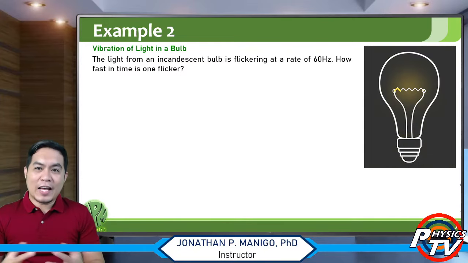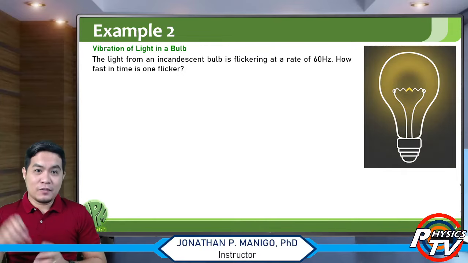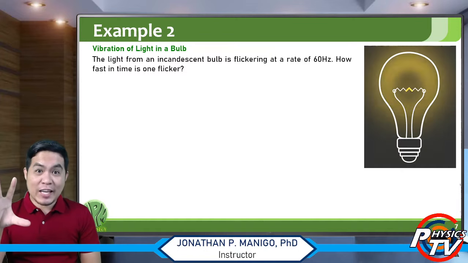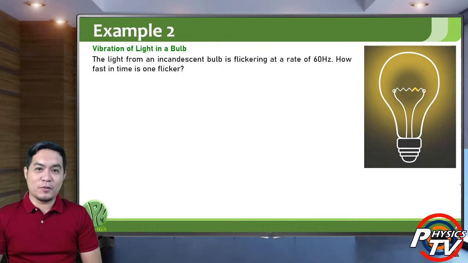We're now asked how fast in time 1 flicker is. So 1 flicker is 1 cycle. Time for 1 cycle is basically the period. We are asked for the period of this flickering.